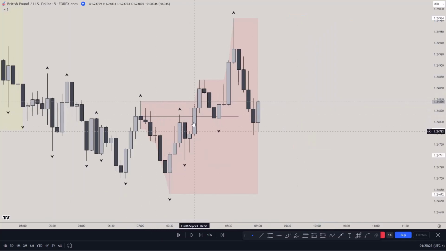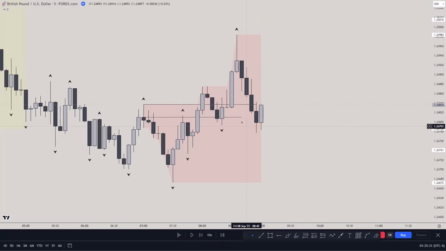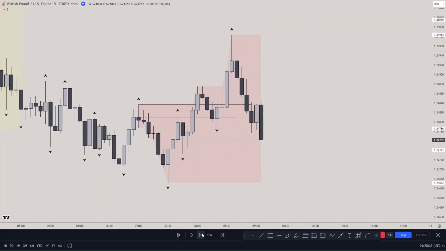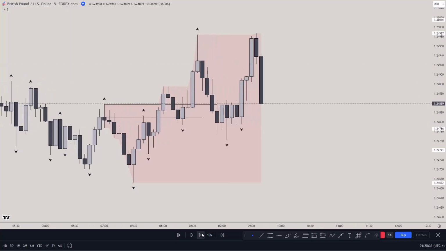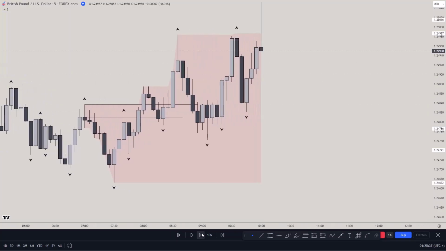You see, fair value gap tells you that okay, there is a displacement, price going up, so you got your entry here and the price goes up immediately. So price again at the same level here and still going up, right?